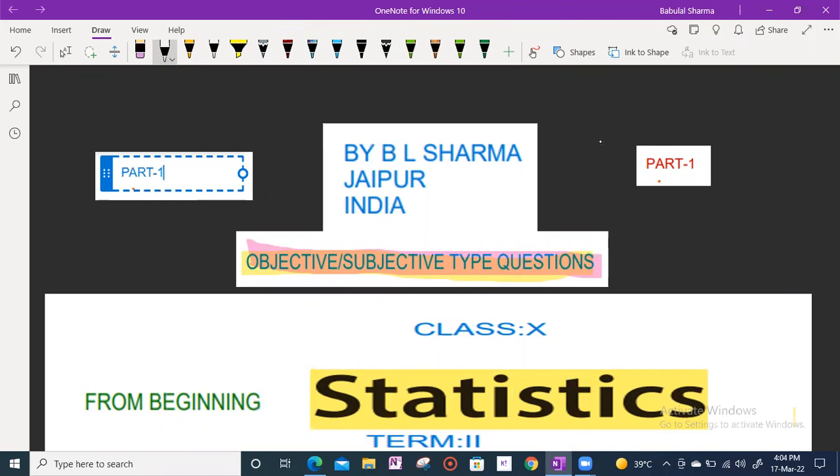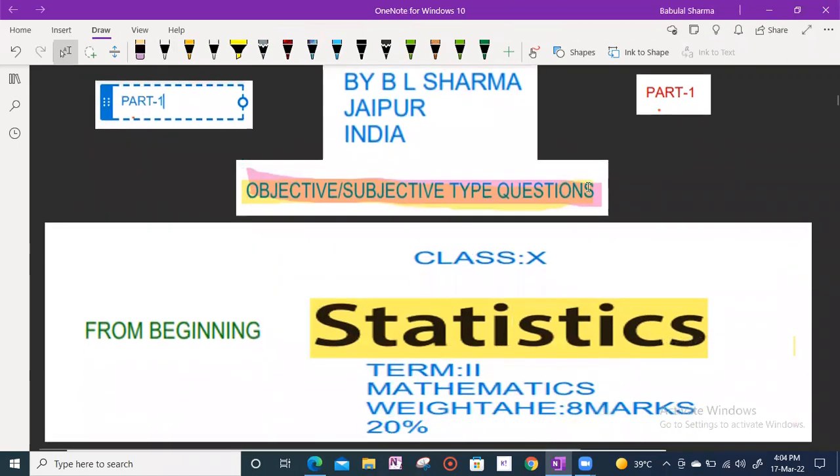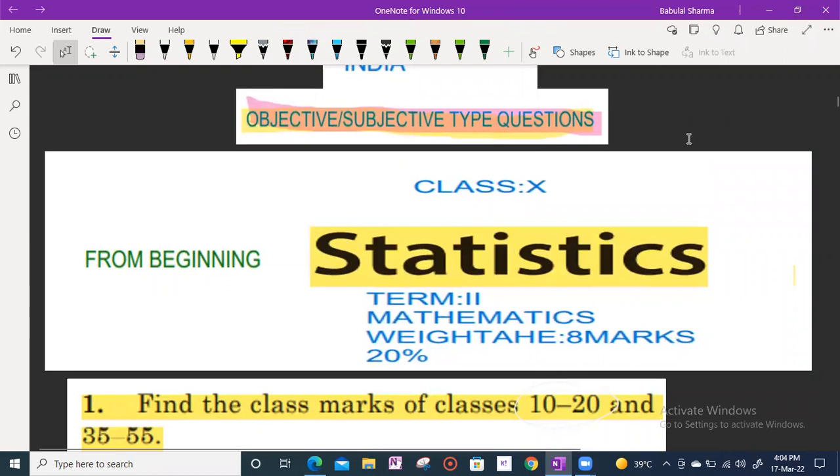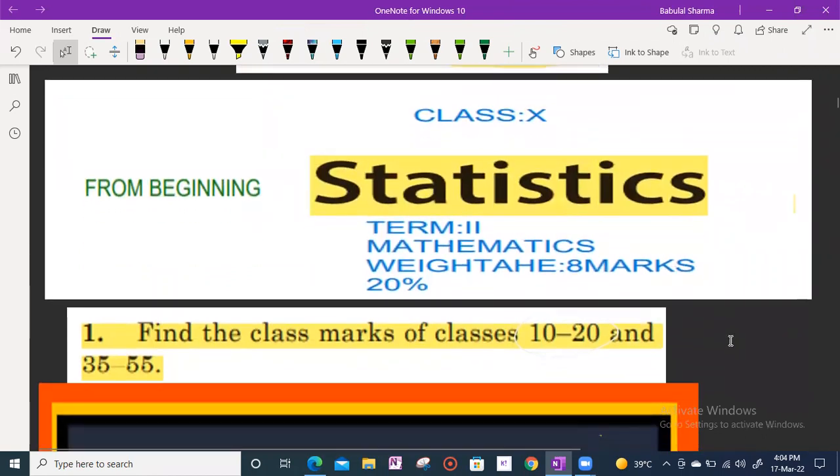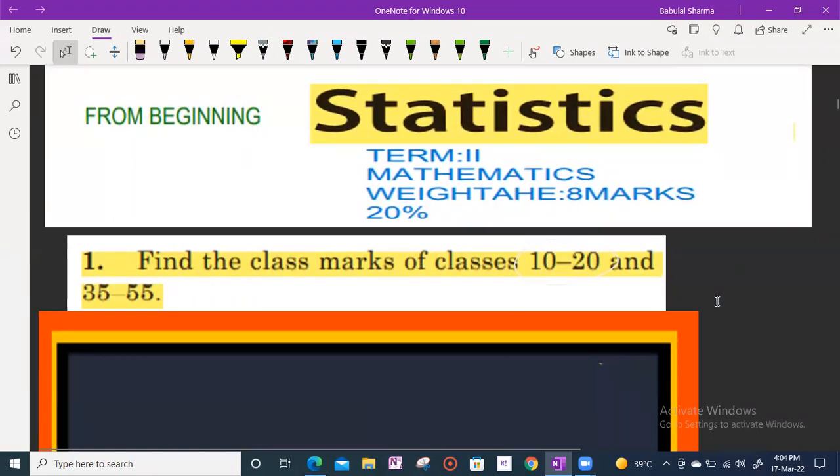Today in this class we have to discuss the chapter Statistics of class 10th Mathematics, that is part of the term 2 board examination. So in this chapter we have to start from the very beginning and we have to do very small questions. In this chapter we shall be discussing mean, mode and median of the given data.